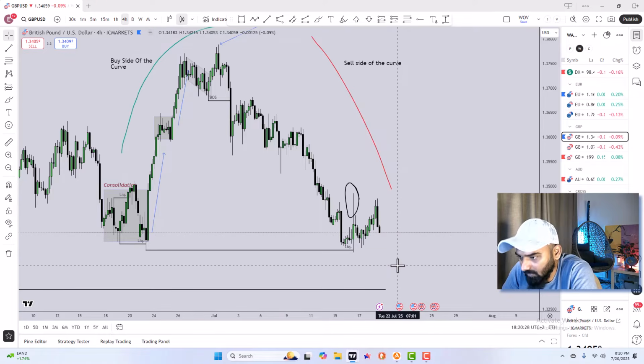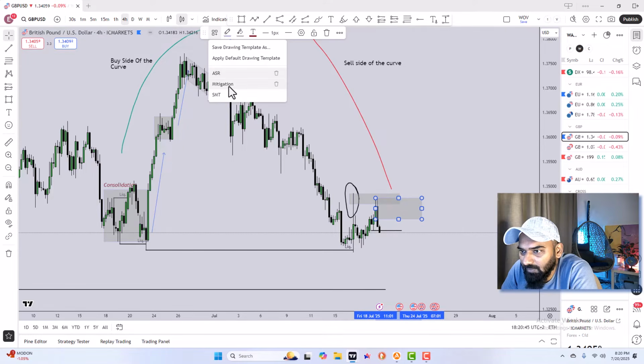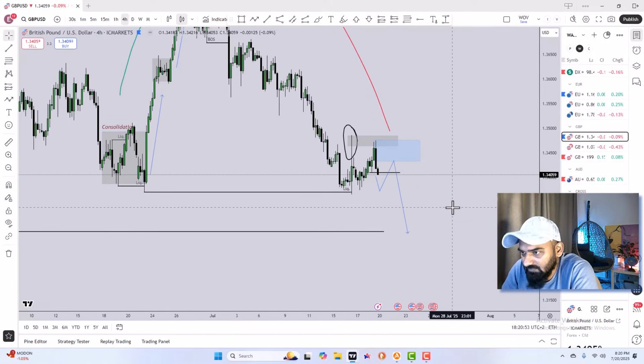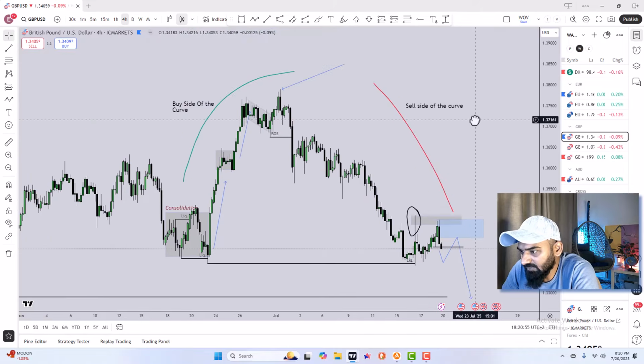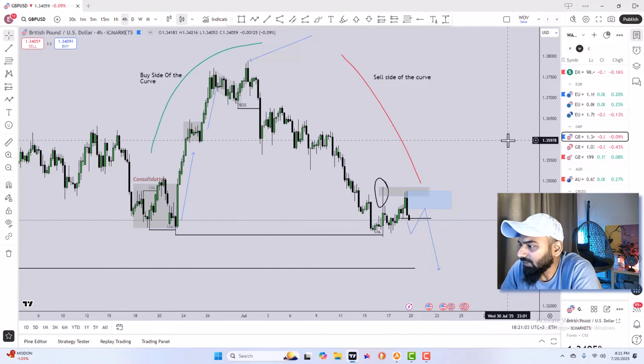indicating it is going to go down because after mitigation of this particular wick here somewhere, it has given this break of structure. Maybe during the week it can mitigate this supply zone to go further down to this level. We will see. So in GBP also my weekly bias is bearish, but I will see what price action does.